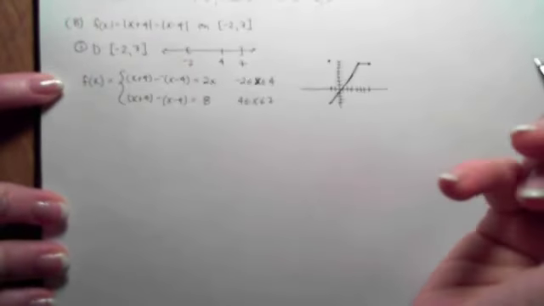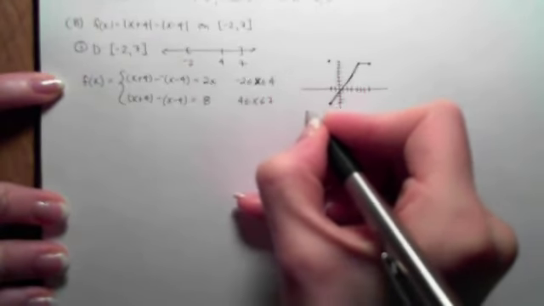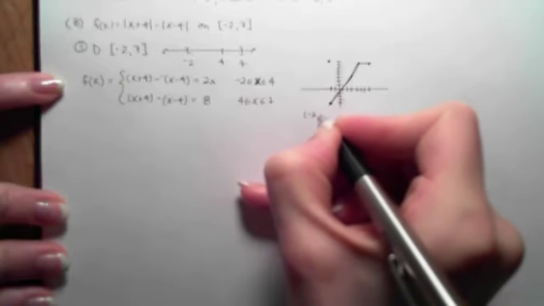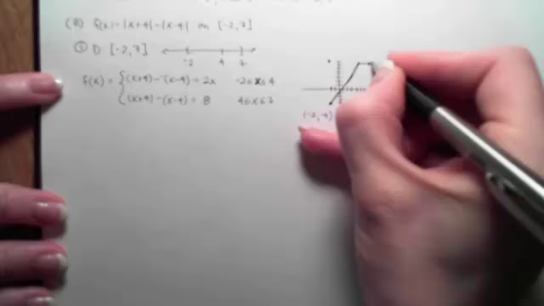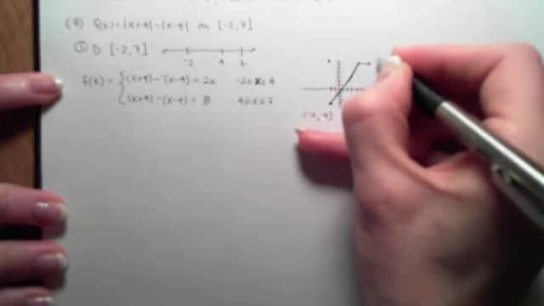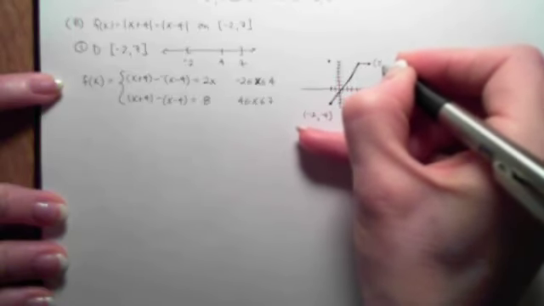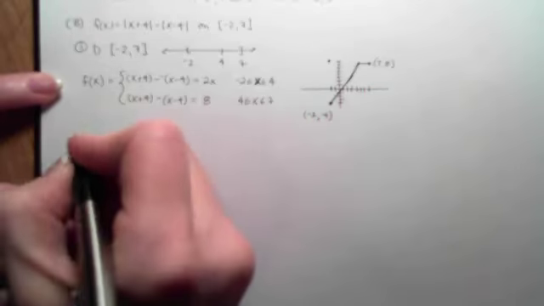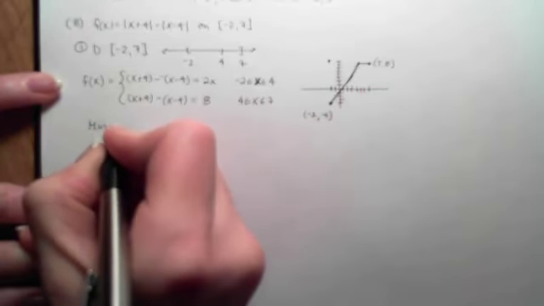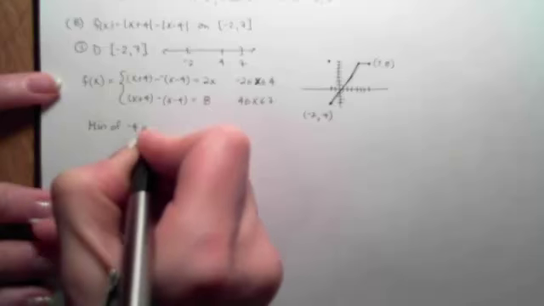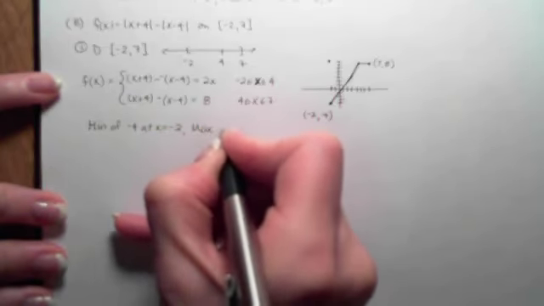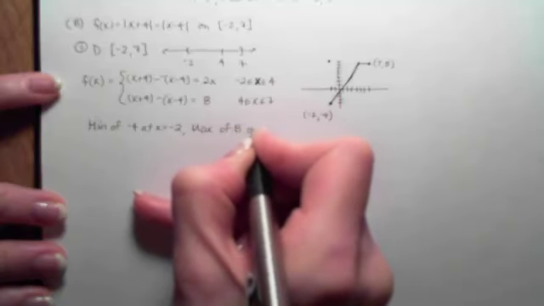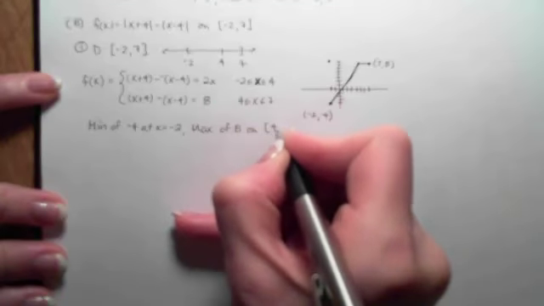So based on this picture, we can see that the minimum is down here at (-2, -4), and the max is up here at 8 all along the interval. So we would write, we have a min of -4 at x equals -2, and we have a max of 8 on the entire interval from 4 to 7.